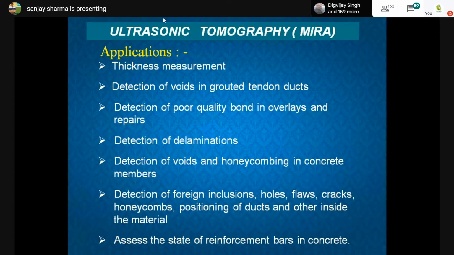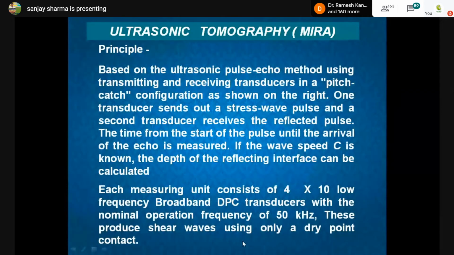Again, we can detect the wires in grouted tendon ducts, detect poor quality bond in overlays and repairs, detect delaminations if they are there, bonding details of the wires in the concrete, and assess the state of the reinforcing bar in the concrete. So we can use this particular thermographic method, which is again a pulse echo method using transmitting and receiving transducers in a pitch catch configuration. One transducer sends a stress wave pulse and the other transducer receives the reflected waves, and there are C scan, D scan, etc.